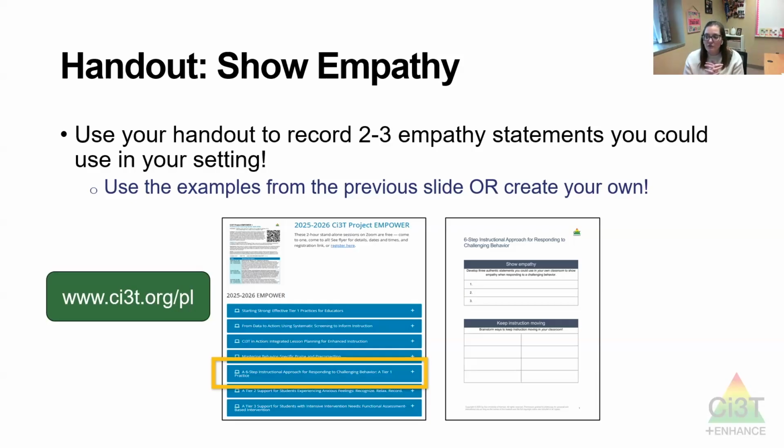And so what we're going to do for the next few minutes is there's the handout if you'd like to jot it down on that. We'll reference it a little bit later, so keep it handy with you. We're going to think of statements that you can use in your own context and setting that would be empathetic. So you can have those in your back pocket ready to go to use tomorrow.